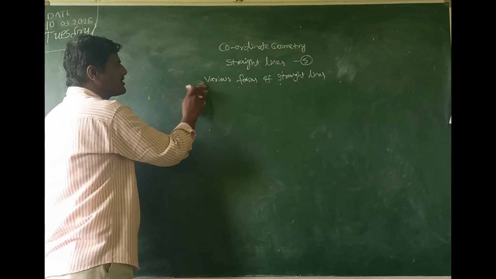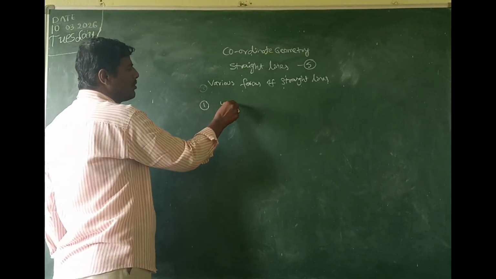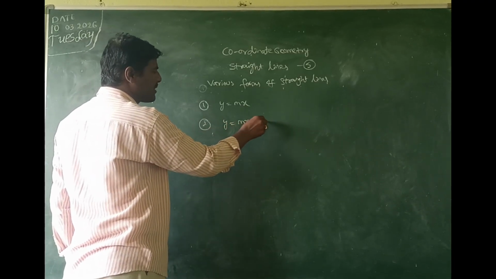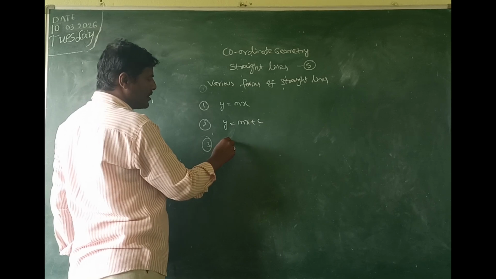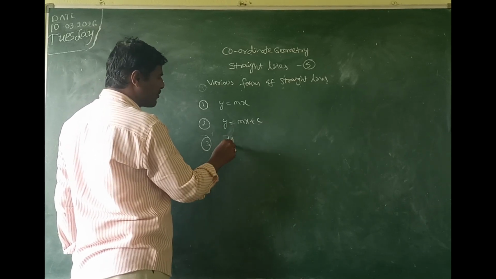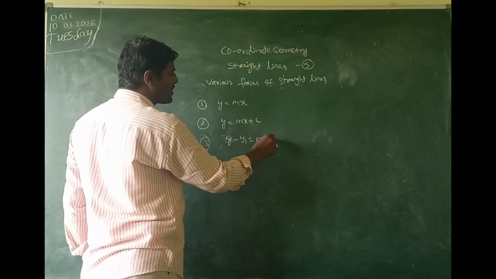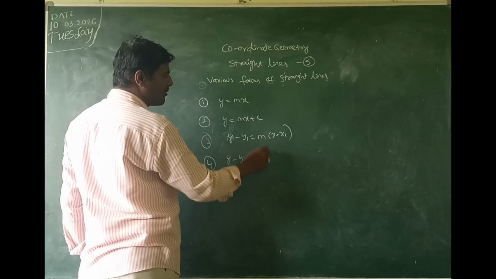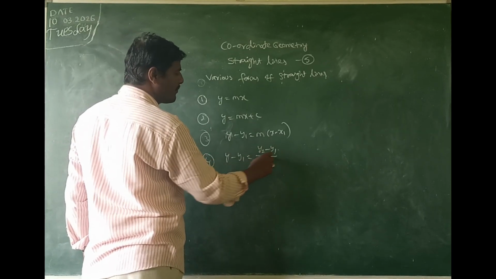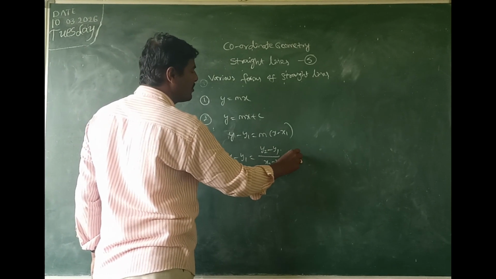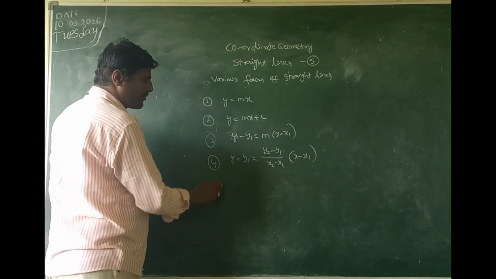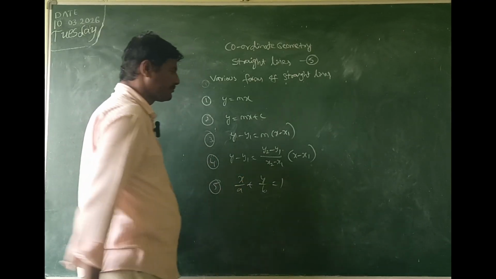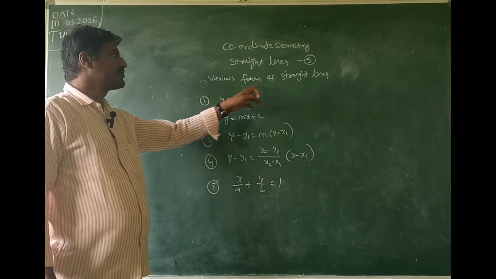So the first one is y equal to mx. Second one is y equal to mx plus c. Third one is y minus y1 equal to m into x minus x1. Fourth one is y minus y1 equal to (y2 minus y1) by (x2 minus x1) into (x minus x1). Fifth one is x by a plus y by b equal to 1. So these are the various forms of the straight line.